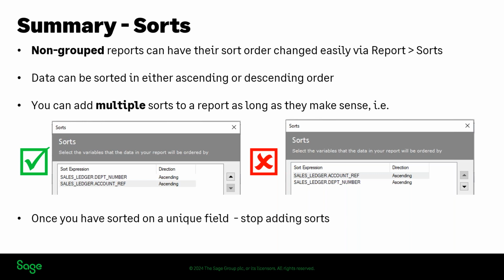The account reference, sorry, it's unique to every customer. But you can't have more than one department assigned to each customer record. So because you've got a unique field, once you hit a unique field, it's then pointless applying any additional sorts. So once you hit that unique field, stop adding sorts to your report. Any additional sorts on your report, they just wouldn't have any impact at that point.